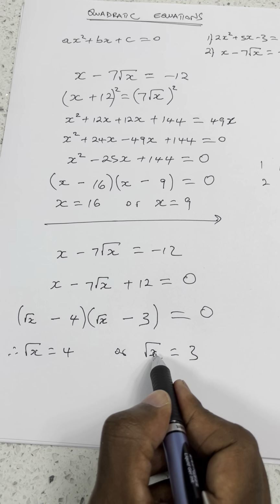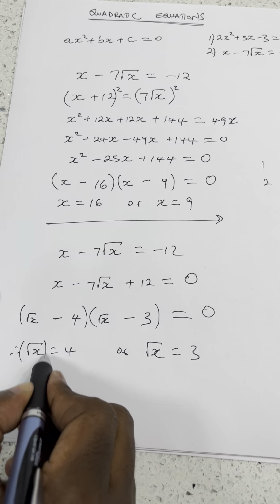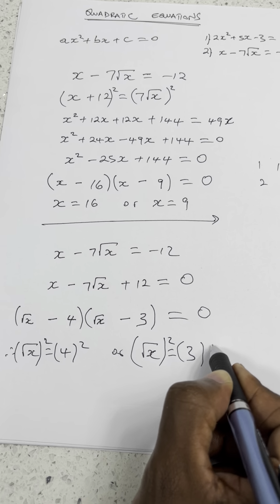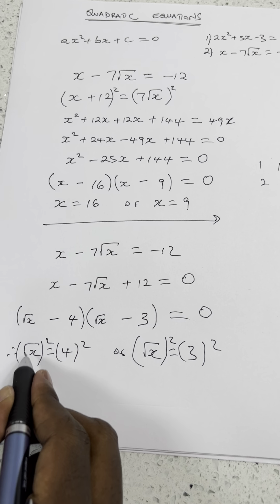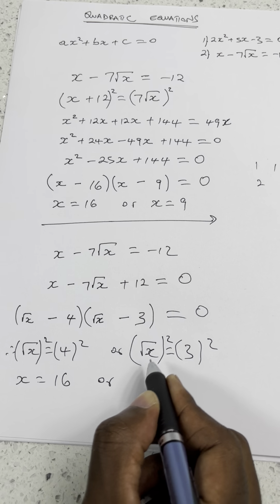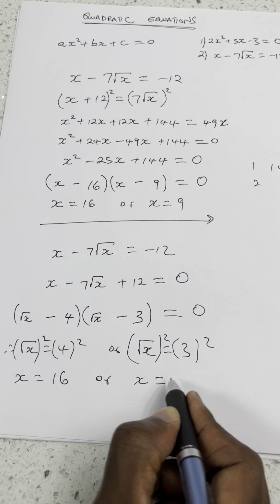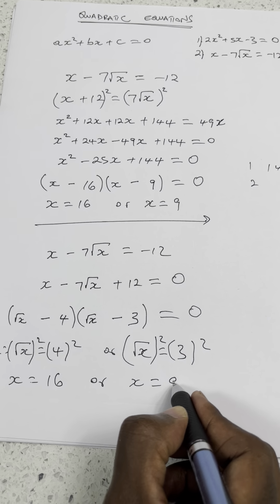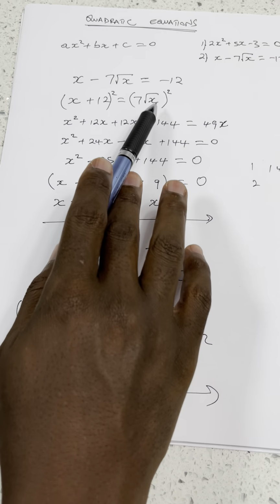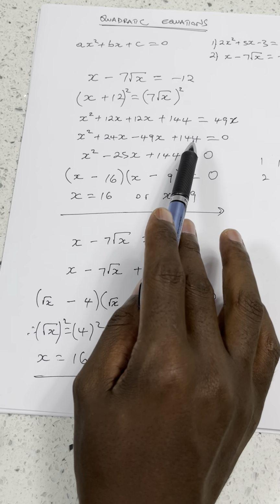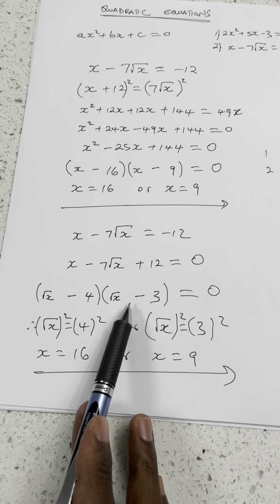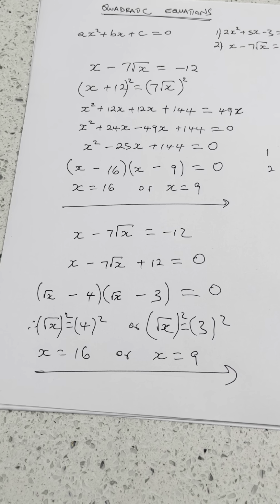But we're not looking for the square root of x, we're looking for x. So we square both sides. If we square a square root, we are left with x equals 4 squared, which is 16, or if we square 3, 3 squared is 9. The answer is the same. So you can either get rid of the square root earlier, but then you'll have to find factors of 144, or you can just factor it out quickly and get the same result.